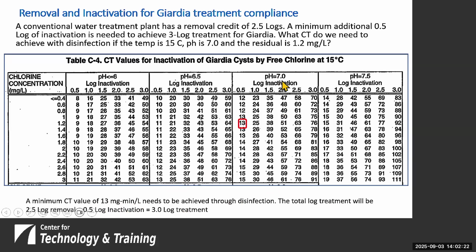So our pH is 7. This is the right table because we're at 15 degrees Celsius. We have a residual of 1.2. Follow that across, that tells us 13. A minimum CT value of 13 needs to be achieved through disinfection. The 2.5 log inactivation that we got before, we already got from our treatment short of chlorination. And that 2.5 would be determined by your state drinking water agency. And when they do that, they look at all the treatment processes to determine that number.